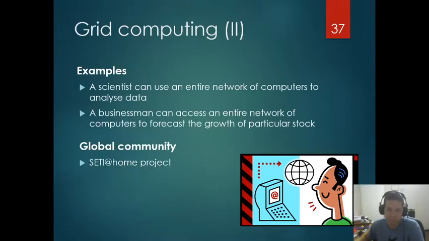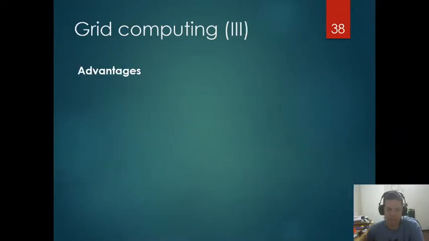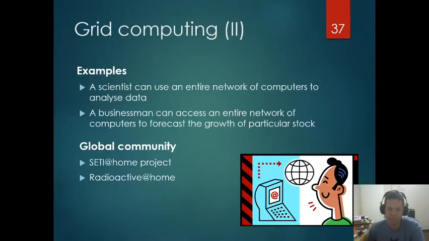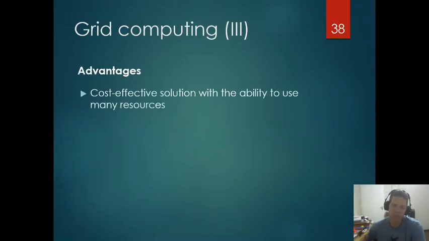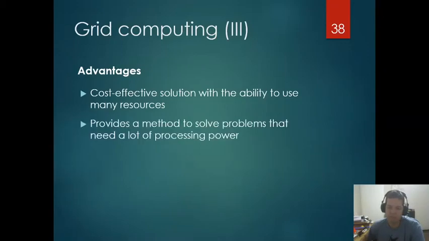SETI at home was when you search for extraterrestrial intelligence, or radioactive at home, and there's other things like protein folding or scientific applications you can use. The cool thing is it's very cheap to do because you don't need to buy a supercomputer. You just use everyone's desktop computers at home, and it solves problems that would normally use a monster supercomputer.